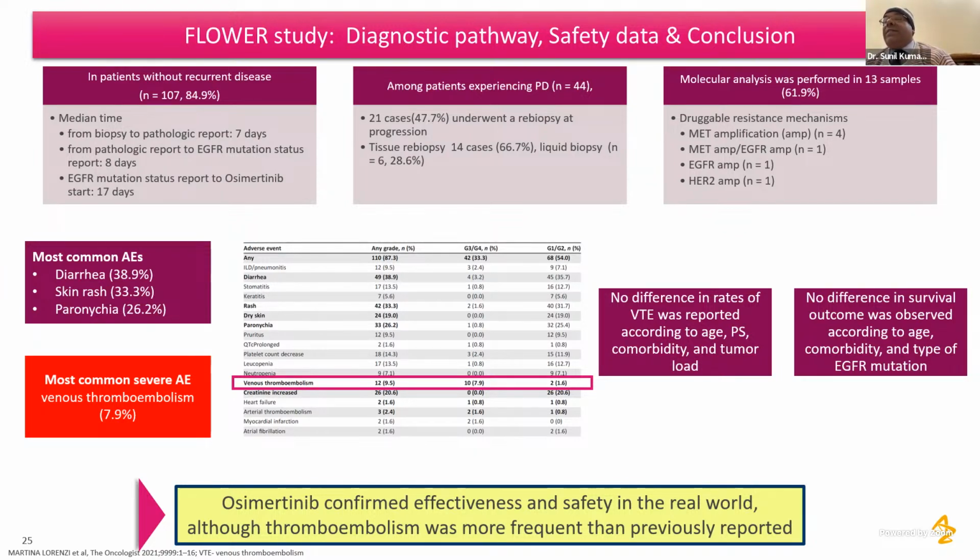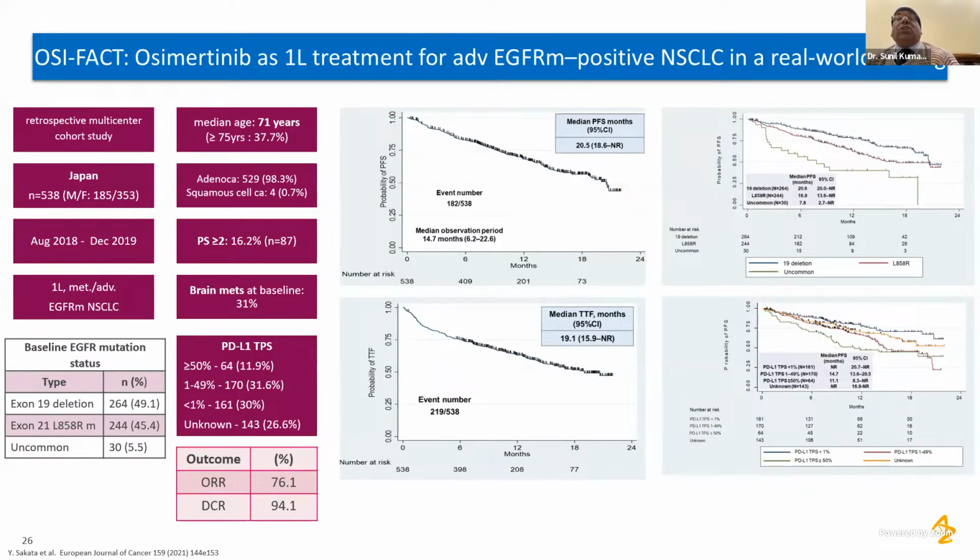No difference in survival outcome was observed according to age, comorbidity, and type of EGFR mutation. So osimertinib confirmed effectiveness and safety in the real-world picture, as per the trials from Japan and Italy. Next slide. So this is another OC fact study.